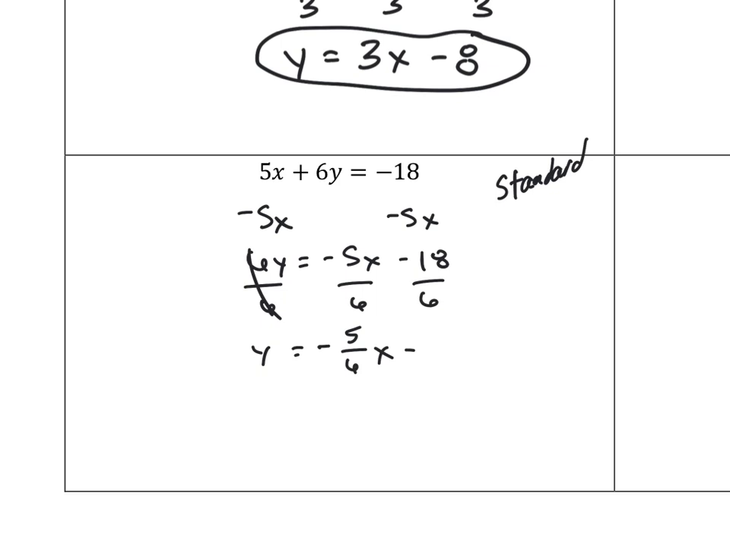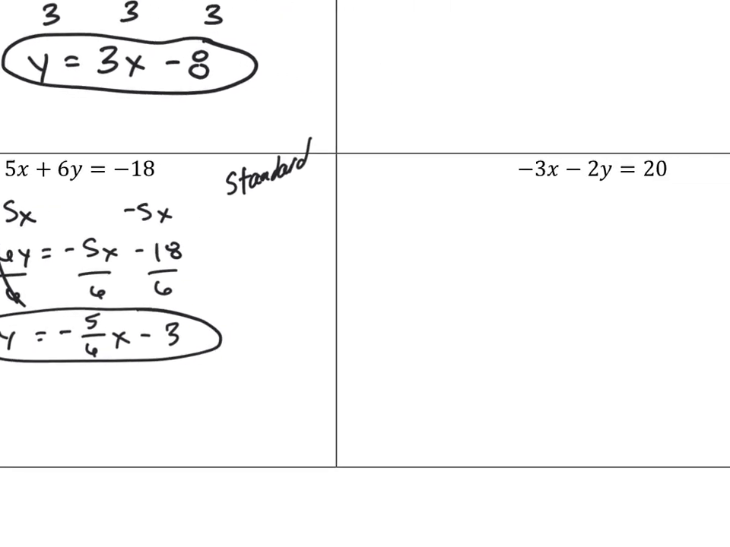But we can reduce this next one. What's negative 18 divided by 6? Positive or negative? Well, you got a negative 18 and a positive 6, so it's going to be negative 3. Okay? Y'all are on it. Y'all are doing good. All right?